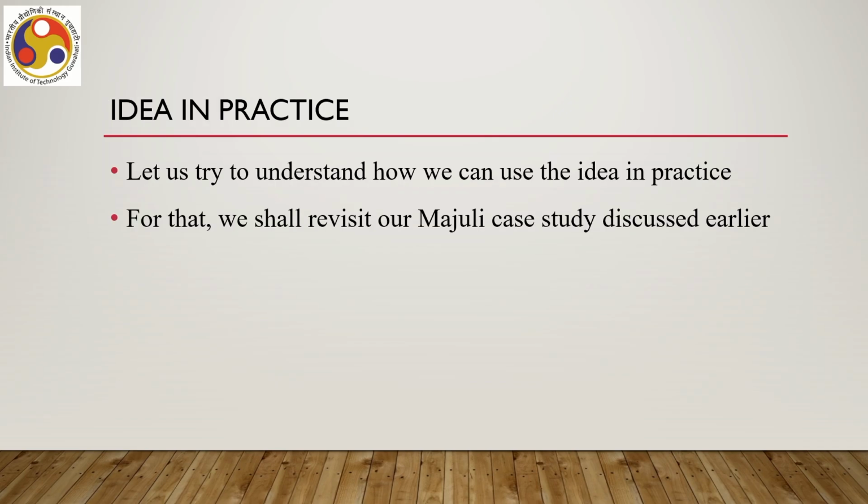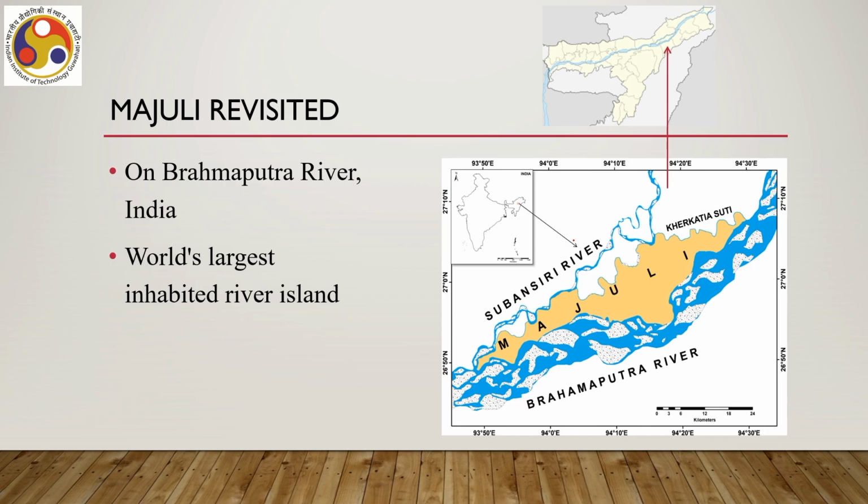In order to understand how we can use this idea in practice, let us revisit our Majuli case study which we have discussed earlier. Just to recap, this is a river island on the river Brahmaputra, in the eastern part of India, as shown here on the map. The island is surrounded by the Brahmaputra and its tributary. It's the world's largest inhabited river island.